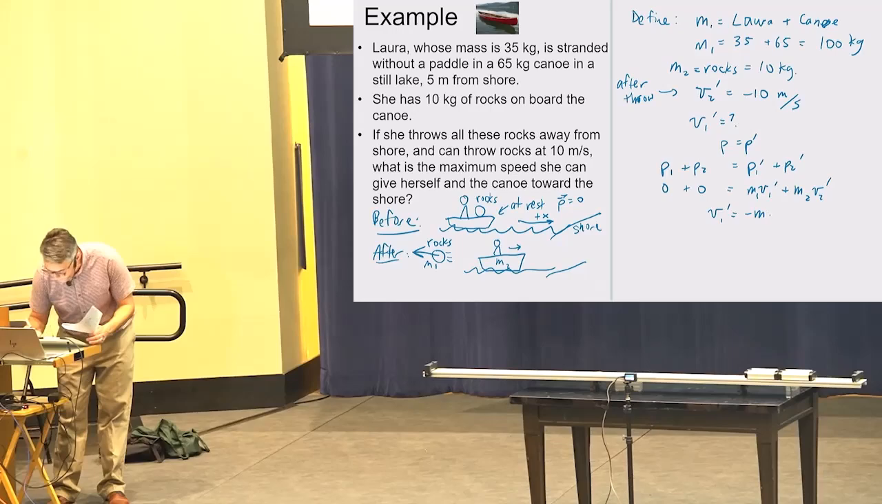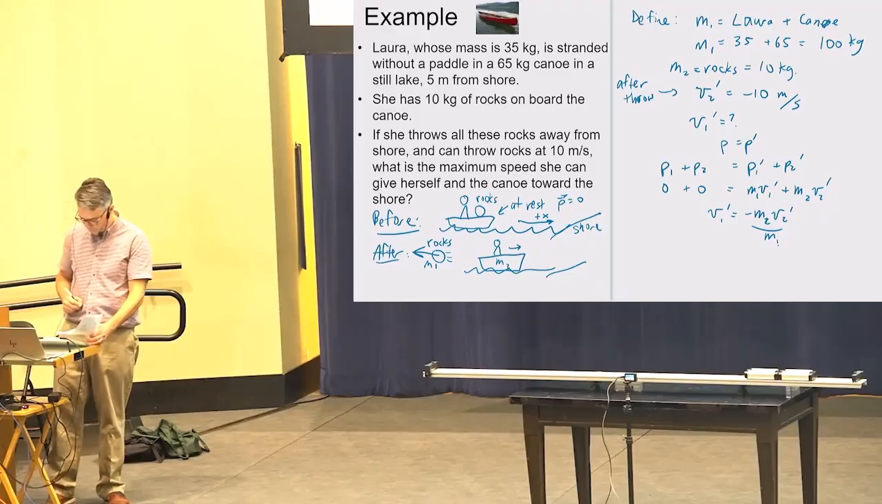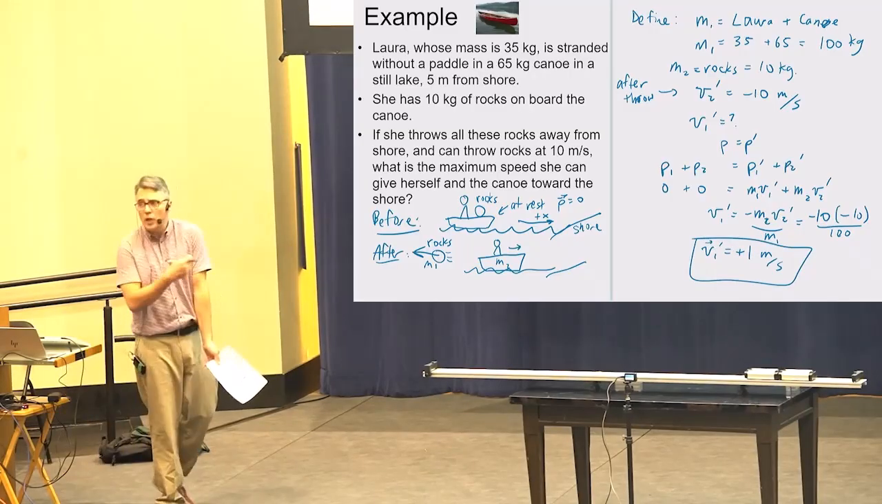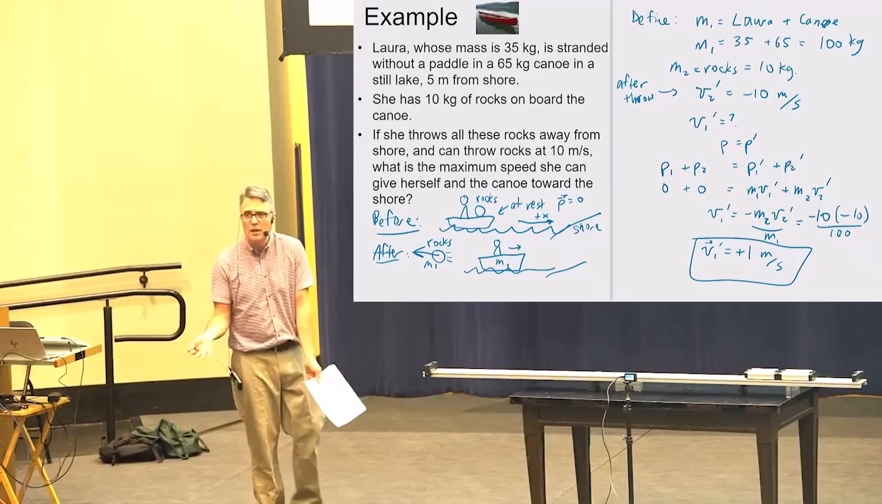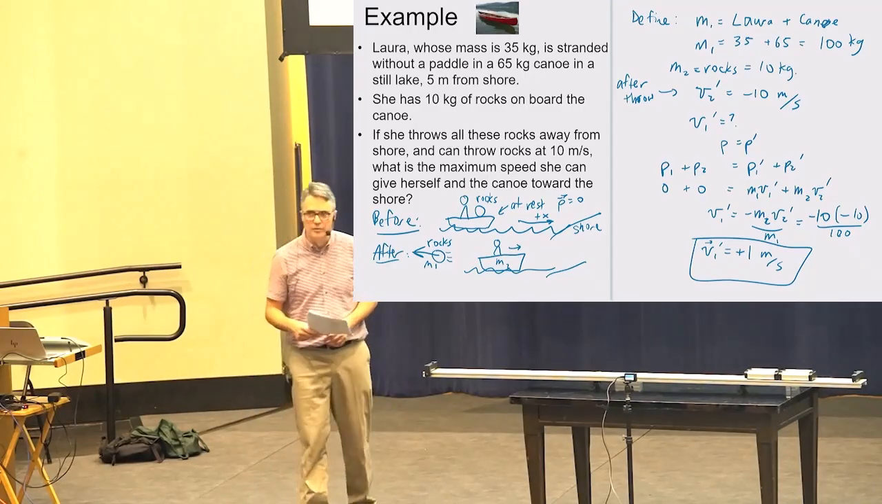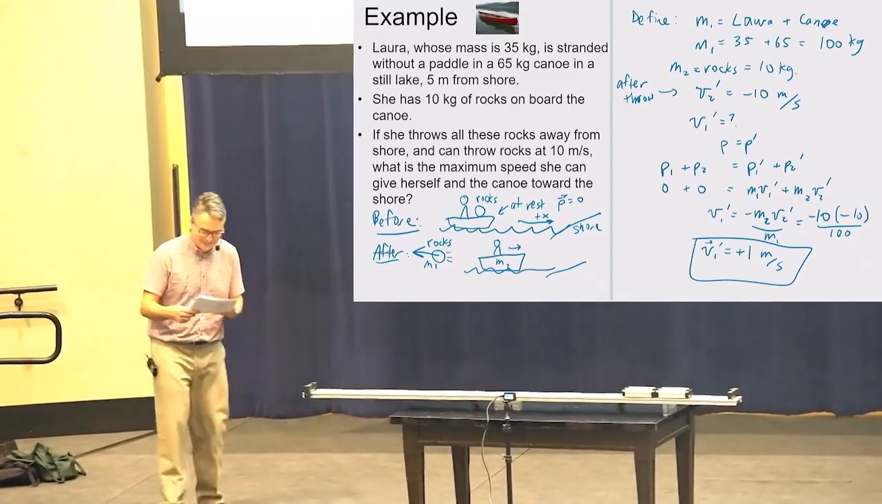It's negative M2 times V2 prime divided by M1. I think that's right. So we put negative 10 times negative 10 divided by 100. So I get plus 1. So she's going in the right direction, but a lot slower, 10 times slower than she can throw rocks. But it should get her there, right? It's only 5 meters, so it gets her there in 5 seconds, actually.